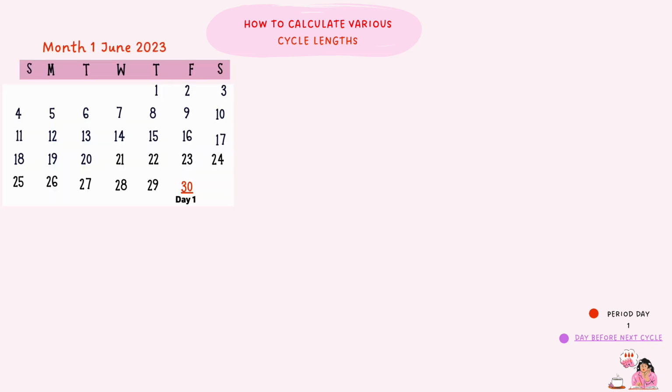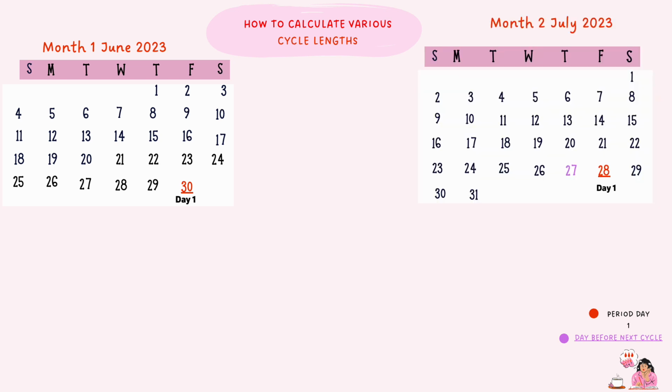So let's start off. So we're going to start with June. And in June, our period started on day 30. Okay, so our first date we have is day 30, which is day 1, which is the day of menstrual bleeding. In July, we noticed that our period started on day 28.